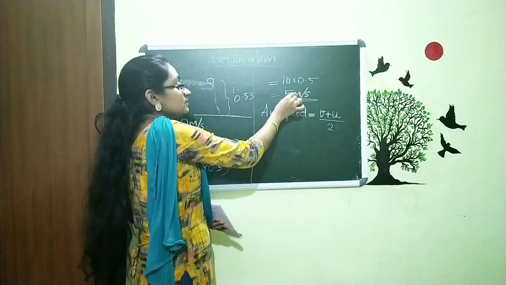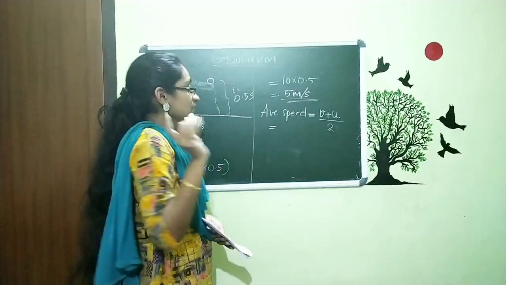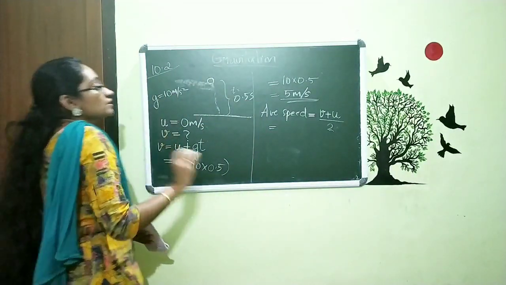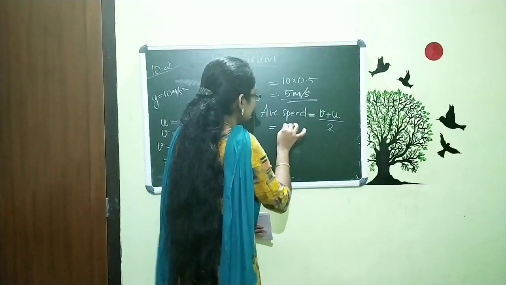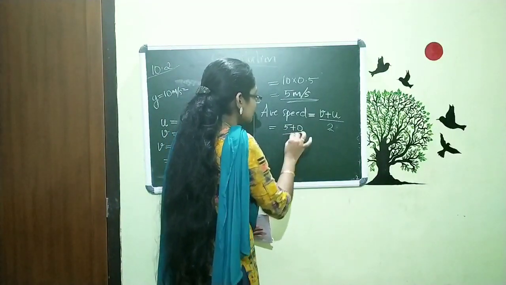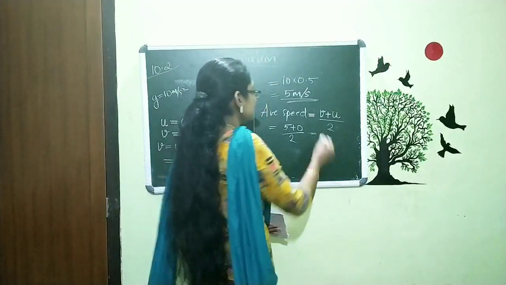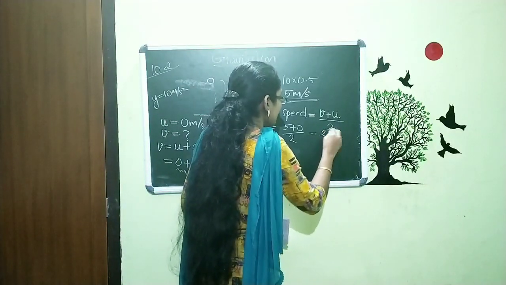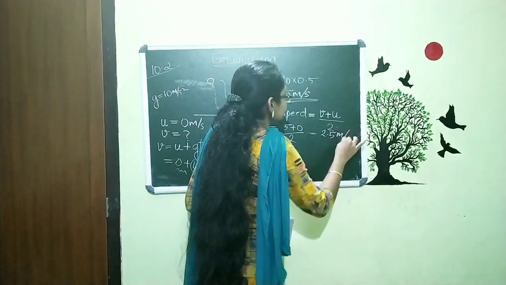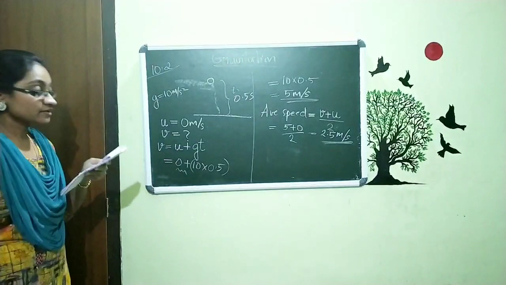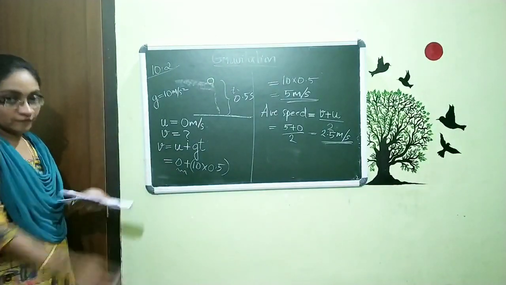The V is here, we solved it in part A. And the U we already know, it was given in the question. So we can write (5 plus 0) by 2. What is the answer? The answer is 2.5 meter per second. This is the average speed during this fall.